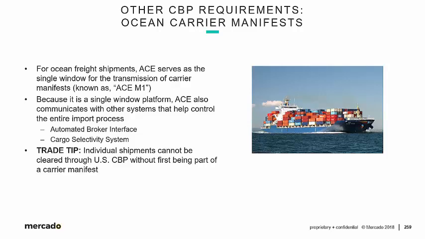Let's finish up with a trade tip. Individual shipments cannot be cleared through US CBP without first being part of a carrier manifest. Yes, the importer of record has certain responsibilities as it relates to submitting an entry. That entry cannot happen if the information on that import isn't found on a carrier manifest. It's just that simple. They both have to be there. No appearance of a shipment on a carrier manifest, the entry isn't going to happen.